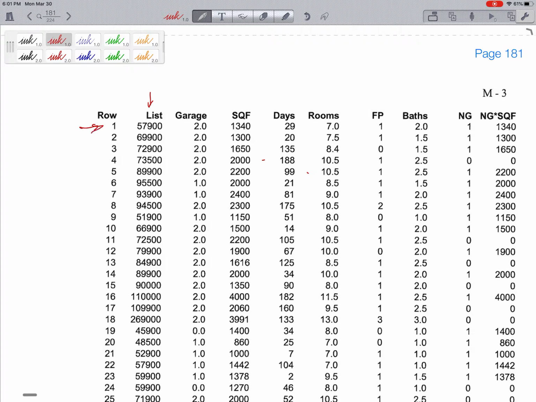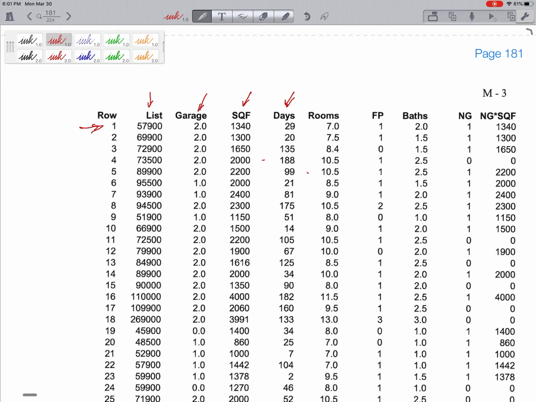So here's the listing price of a house. Here's one house, in row number 1, this house goes for $57,900. This is the number of garage stalls that it has. This is the size of the house in square feet.